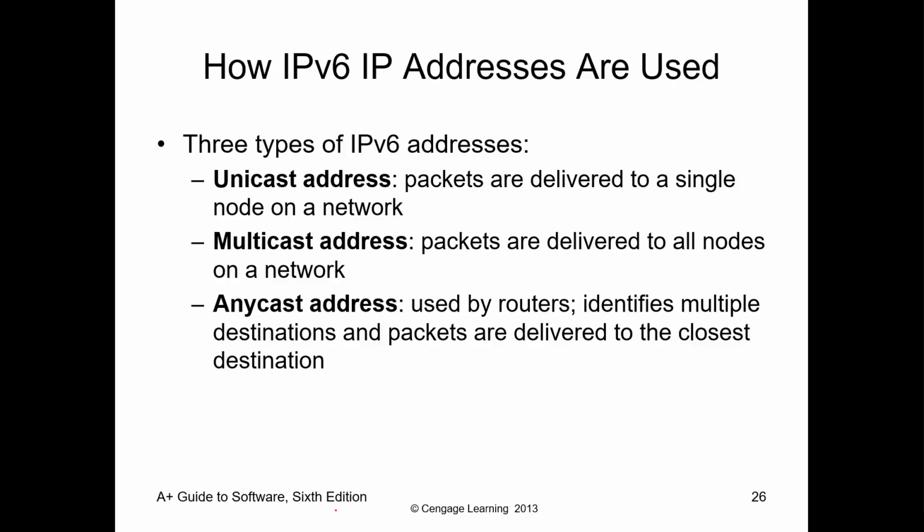So the types of addresses used for IPv6 are unicast, multicast, and anycast. A unicast is one-to-one, a multicast is one-to-many, and an anycast, normally used by routers, identifies multiple destinations, and packets are delivered to the closest destination. As opposed to the IPv4 address types, which are unicast, multicast, and broadcast, which is again one-to-one, one-to-many, and one-to-all.